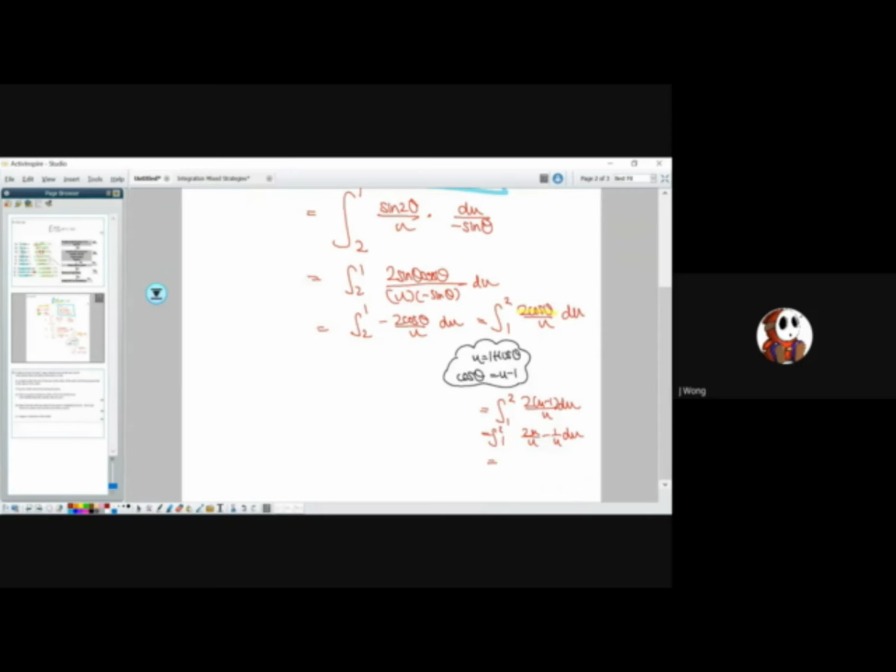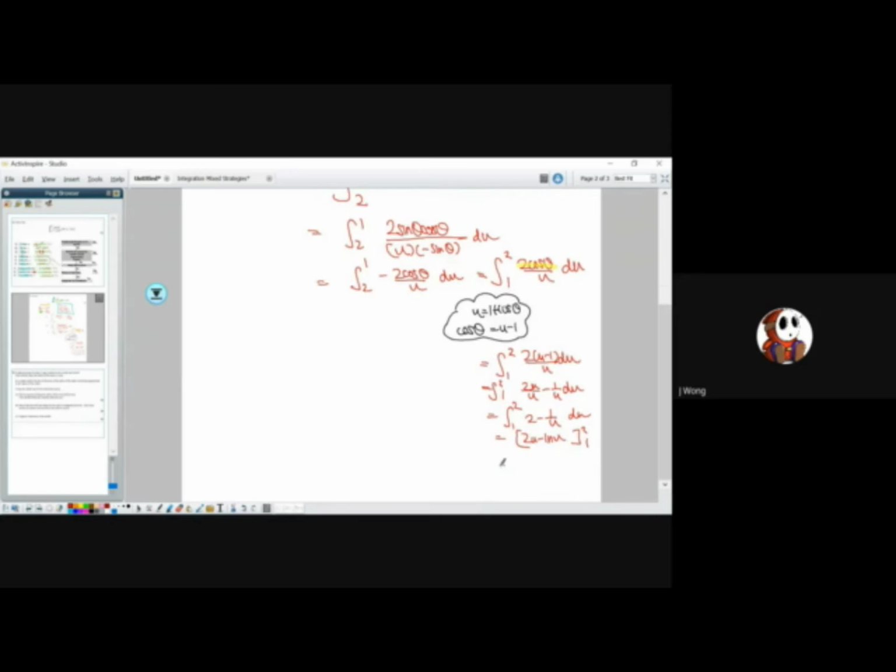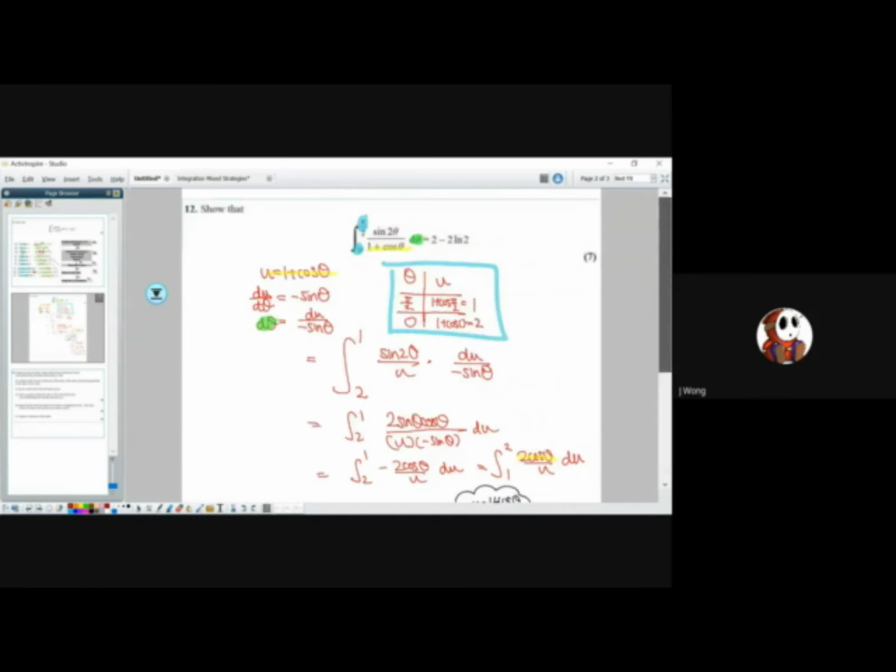But let's carry on. So you could cross it out to 2 minus 1 over u, integrate. You'll have 2u minus ln u. Now substitute the limits into it, and you'll have 4 minus ln 2 minus, in brackets, 2 minus 0. So you have 4 minus ln 2 minus 2, which is 2 minus ln 2, as required.